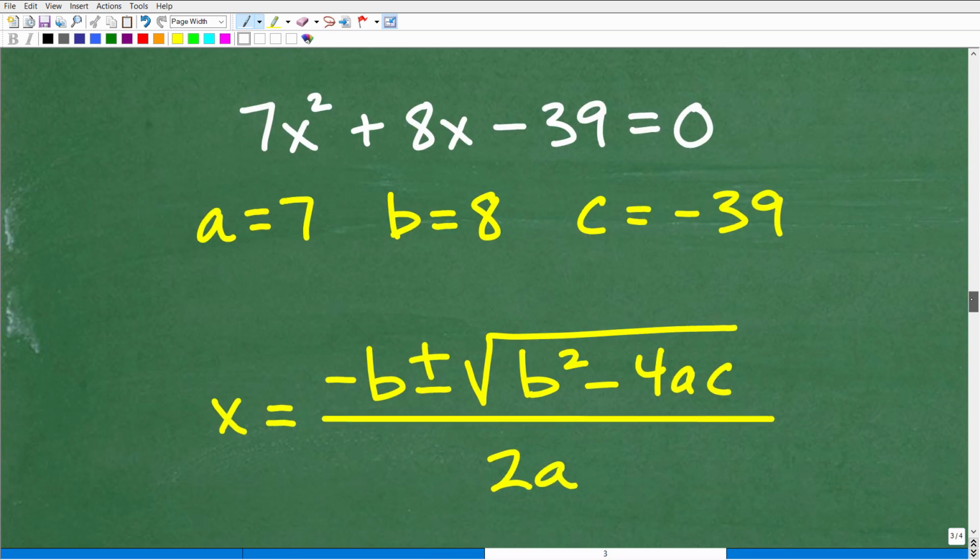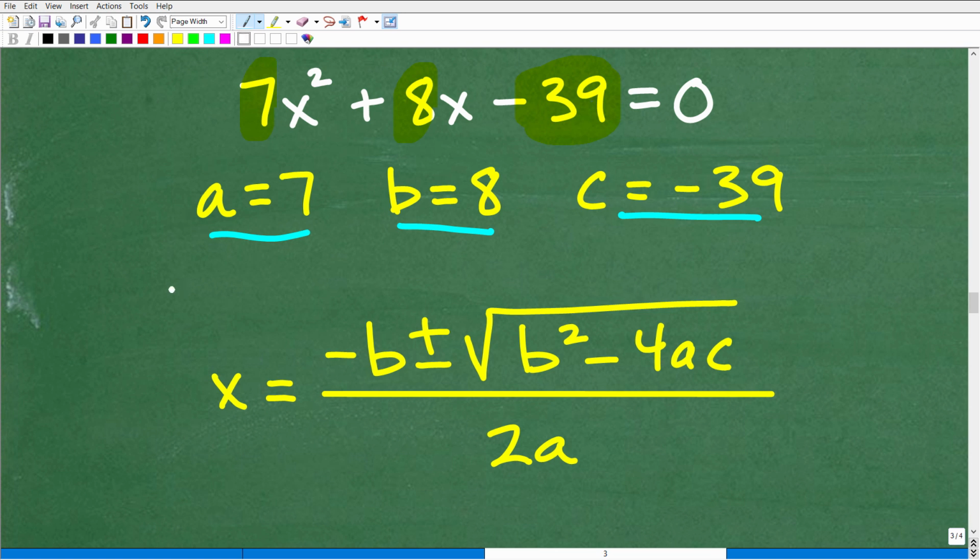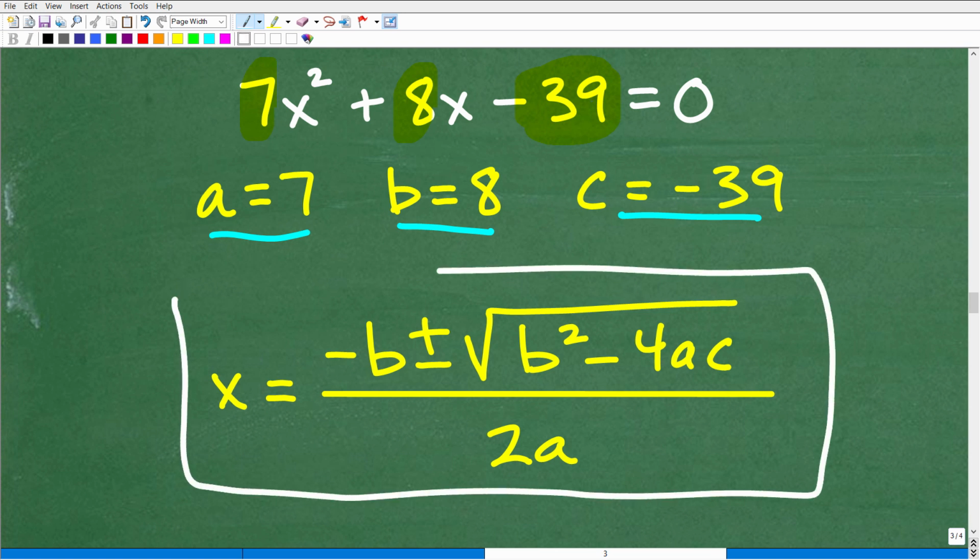Okay, so here is our quadratic equation, 7x squared plus 8x minus 39 is equal to 0. The coefficients are our a, b, and c. You can see here, a is equal to 7, b is equal to 8, and c is negative 39. And now what we have to do is plug all this lovely information into the world famous quadratic formula. This is one formula that you should know by heart, especially if you are taking algebra. So x is equal to minus b plus or minus the square root of b squared minus 4ac, all over 2a.